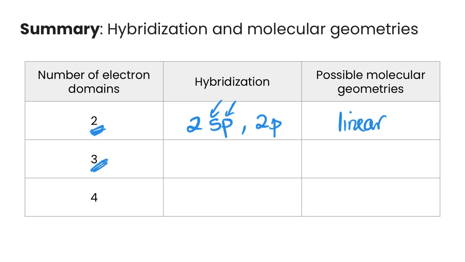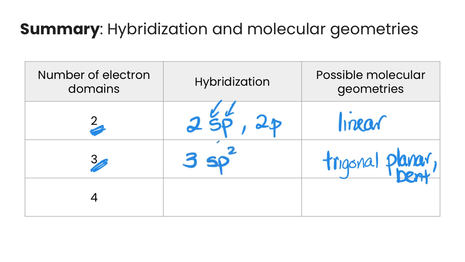For 3 electron domain geometries, so this is our trigonal planar, but this could also be our bent shape because a lone pair can also occupy those hybrid orbitals. This is going to create 3 sp2 hybrid orbitals. So we're taking 1 s and 2 p's and creating 3 new hybrid orbitals with 1 p remaining left over. So you will see that in trigonal planar or bent shapes.